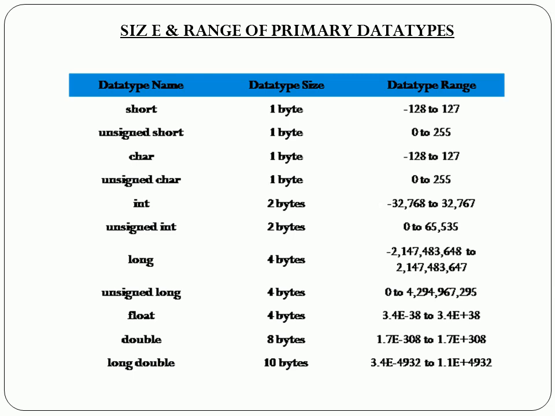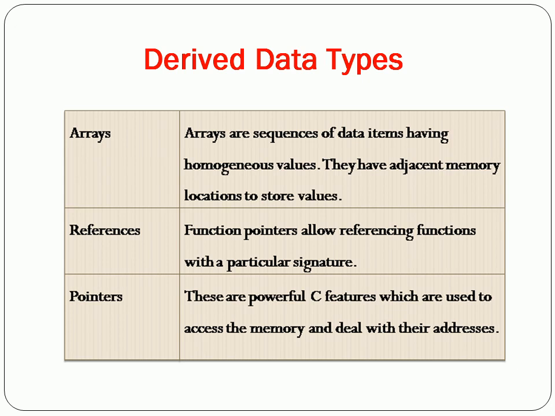The below table gives the detail about the storage size of each C basic data type in a 16-bit processor. Please keep in mind that the storage size and range for int and float data types will vary depending on the CPU processor. In this slide, we are going to see derived data types.